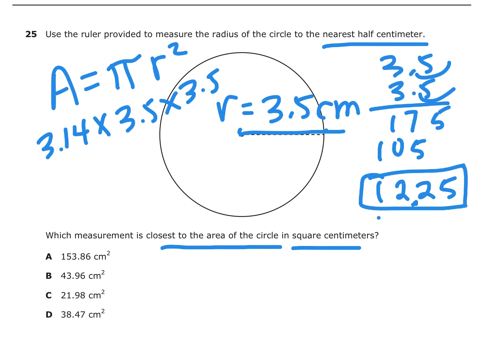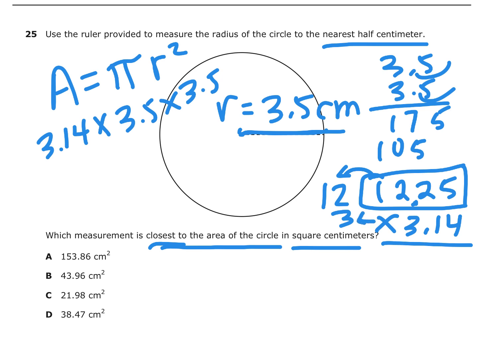Pi is 3.14, so I have to multiply that times 3.14, and that comes out to be a lot of multiplication. Since we want the closest, because remember the 3.5 is an approximate value, the answers are not that close. I'm going to say, what if this was 12, and what if this was a 3? 12 times 3 is 36. But since I rounded down to 12 and I rounded down to 3, my answer should be a little bit more than 36. So the answer should be some number greater than 36, maybe 37, 38, something like that.